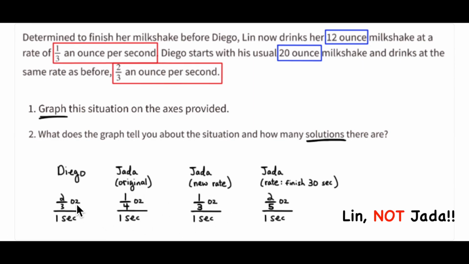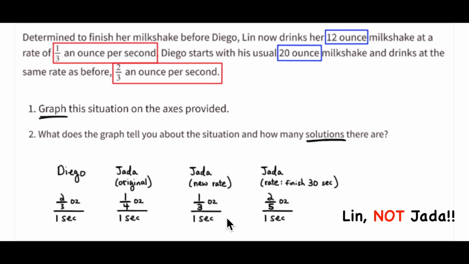Diego was at 2/3 of an ounce per second. And I'm going to add another rate, which is 2/5 of an ounce per second. This is the rate at which Jada will finish at the exact same time as Diego. And we'll go through how that works in a few minutes. But it's useful to know that if you see 2/3 of an ounce per second, you can rewrite this relationship as 2 ounces per 3 seconds, or 1/4 of an ounce per second. That's the same as 1 ounce every 4 seconds, 1 ounce every 3 seconds, and 2 ounces every 5 seconds.